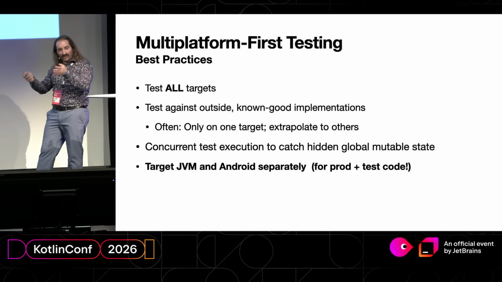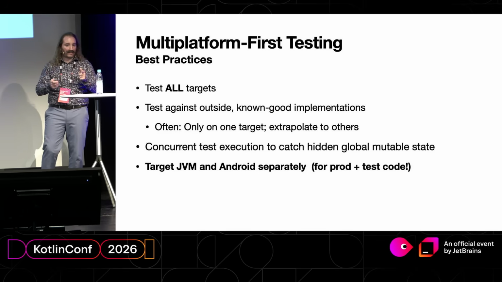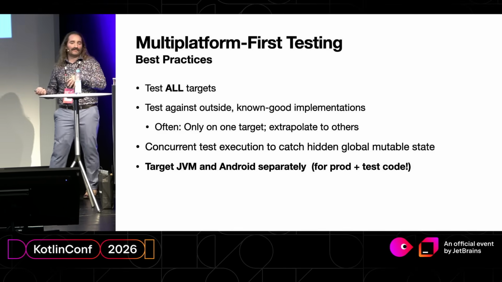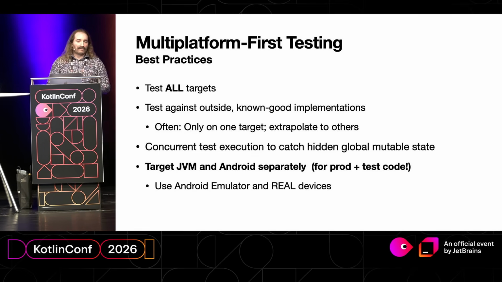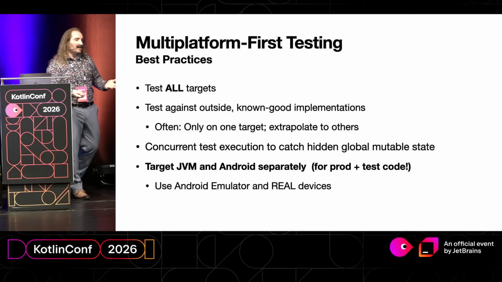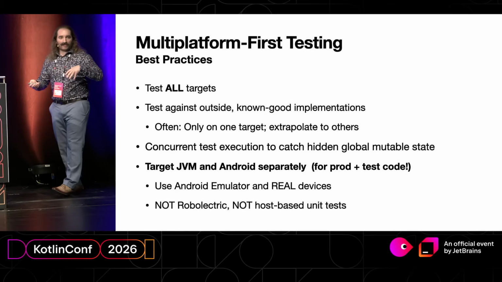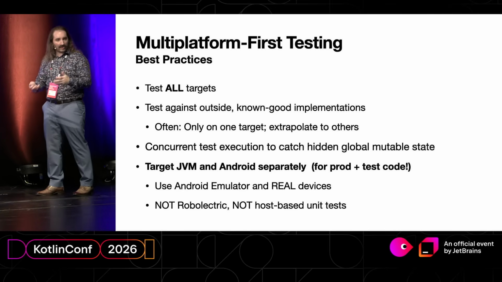And this is true for production code and for test code, which means that if you target Android, don't ship a JVM artifact, but use the Android SDK, the Kotlin Android plugin, and ship a dedicated Android target. But this also means you have to use the emulator and real devices for testing. And by extension, this means that Robolectric and host-based unit tests are no good at some point.